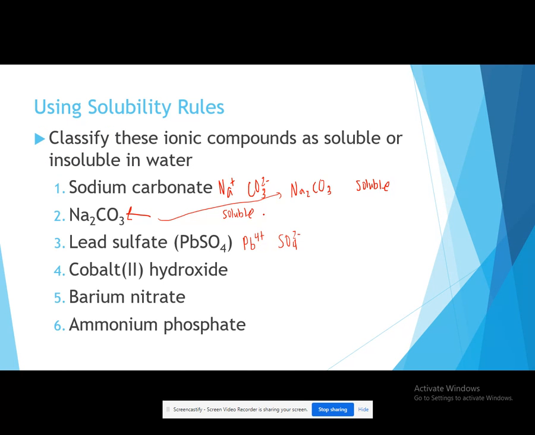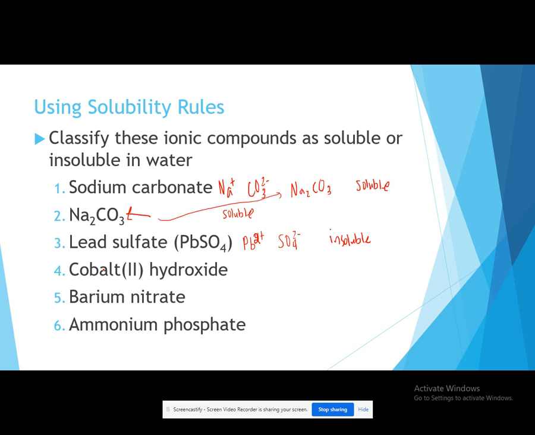So if you go down here, oh, sorry, this is a lead 2+. If you go down here, it's with a lead 2+, which makes this insoluble. Didn't separate it correctly, Miss Justine.